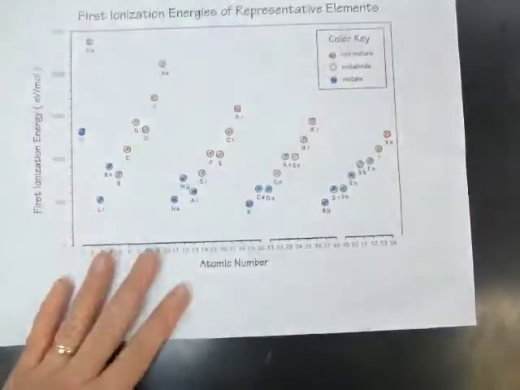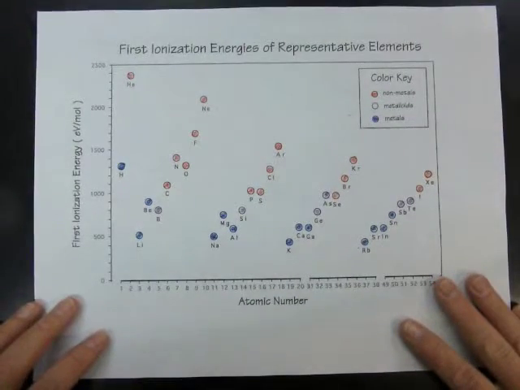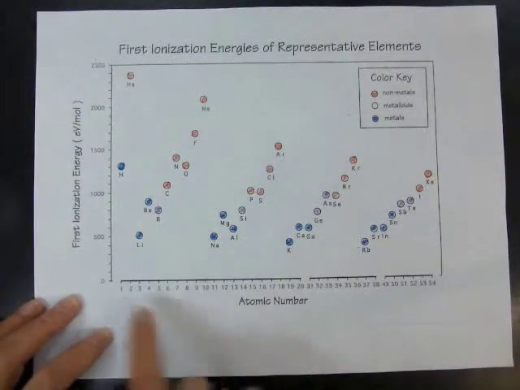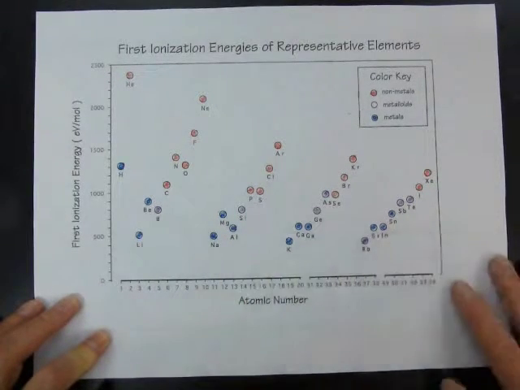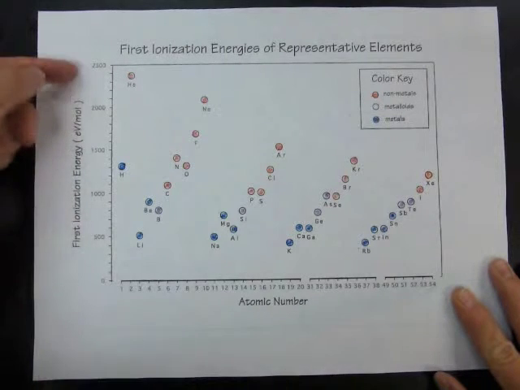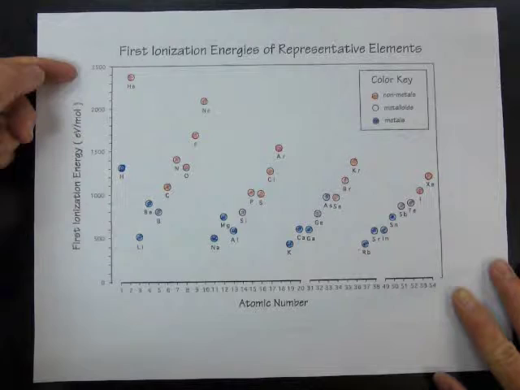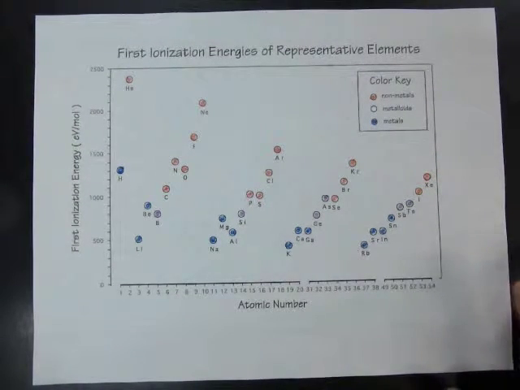So here's how our chart should look today. What the chart shows is across the x-axis the atomic number that identifies the elements, so that's how I knew how to label them, and then up the y-axis a measurement called first ionization energy. What that describes is how hard it is to pull an electron away from an atom.